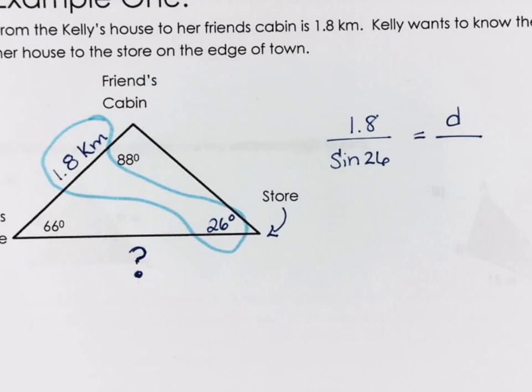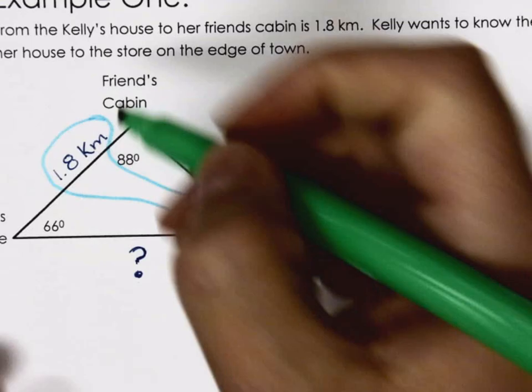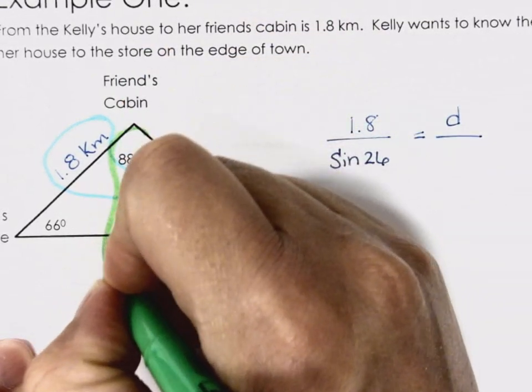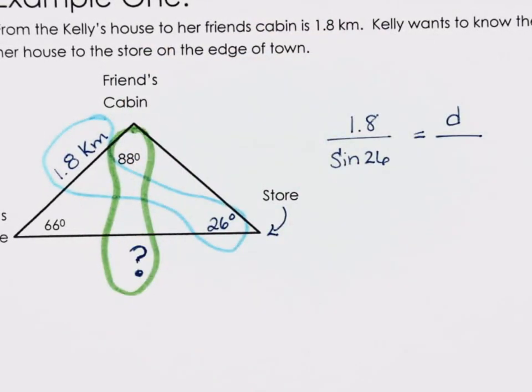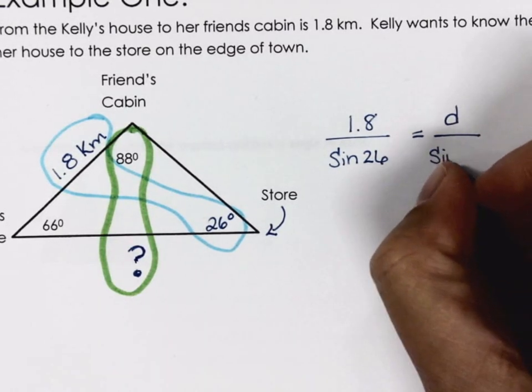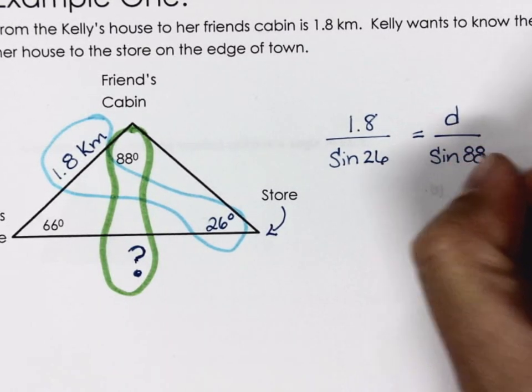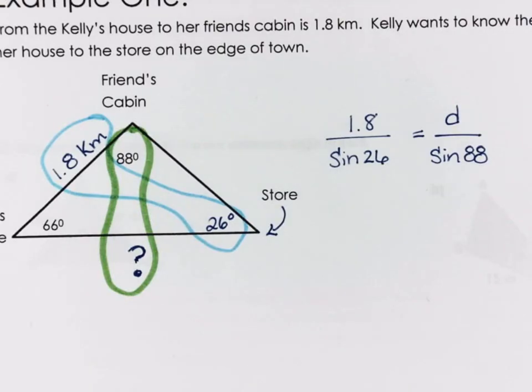What angle matches with the question mark? 88. Side of 88. So, no, it's an angle, 88. Oh yeah, but when you write it down, you have to write sine, sorry. Sine 88. I thought you said side. Oh. Okay, look at us.